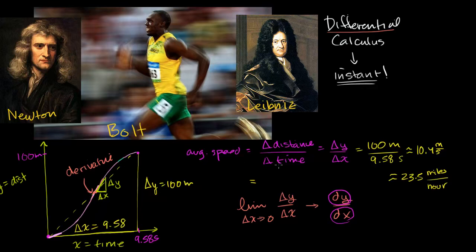And notice, you can't just put a 0 here. If you just put change in x is 0, you're going to get something that's undefined. You can't divide by 0. So we take the limit as it approaches 0, and we'll define that more rigorously in the next few videos.